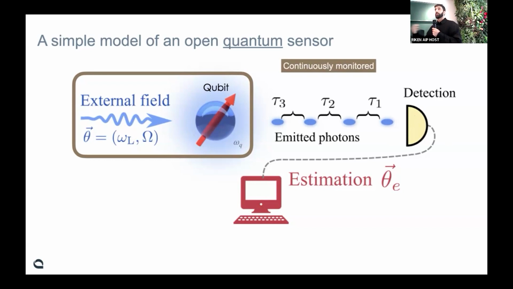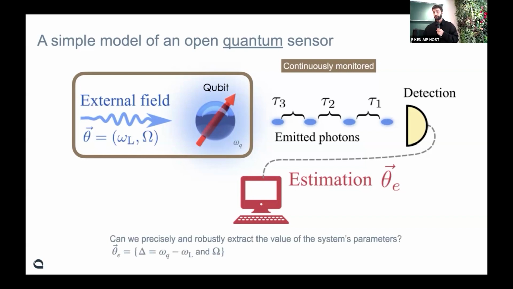And what we are actually observing from outside in our detector are single photons that hit our detector and give us a timestamp. So we can very accurately measure the time interval between two consecutive single photons hitting the detector. And from this type of data, which is classical, it's in your device, but it's actually including quantum information because it comes from a quantum system, we want to estimate the parameters of the sensor. So the question here is, given this setup, can we precisely and robustly extract the value of the system parameters, this one here?